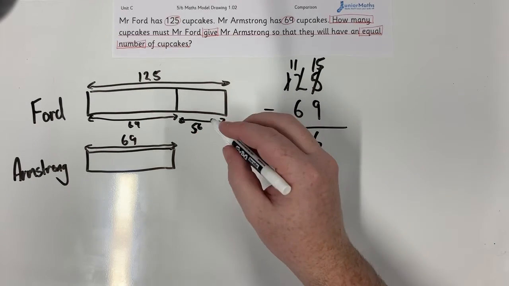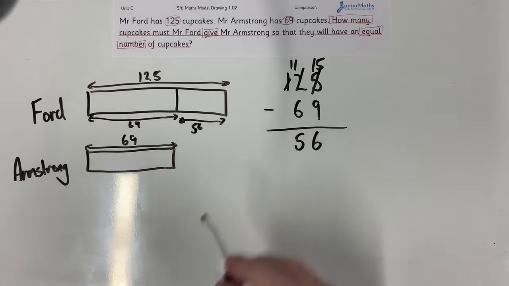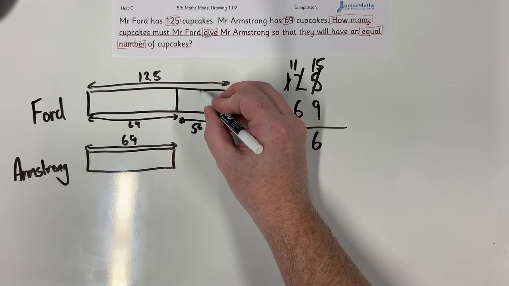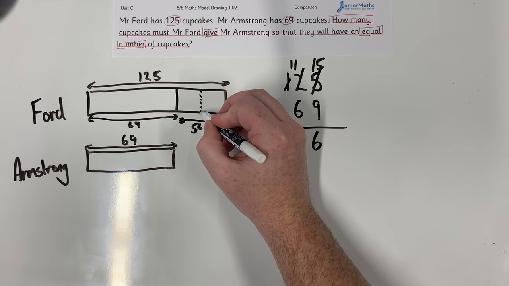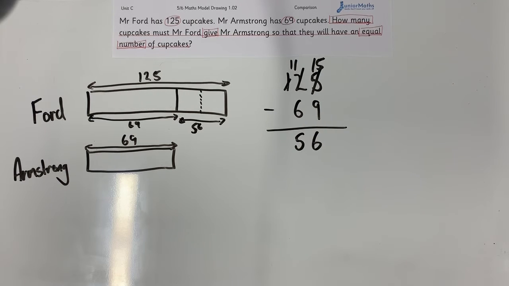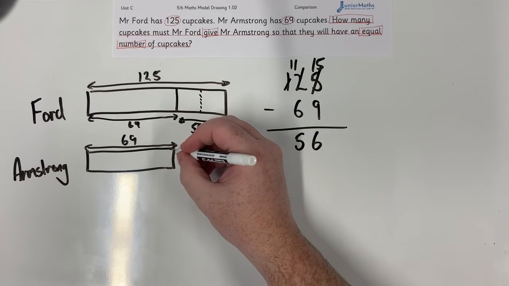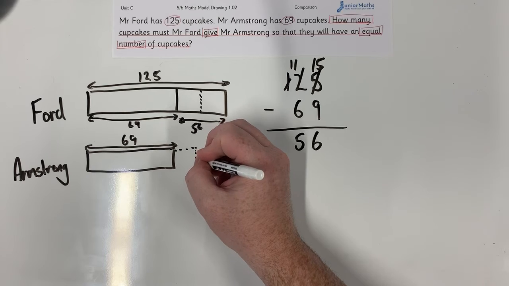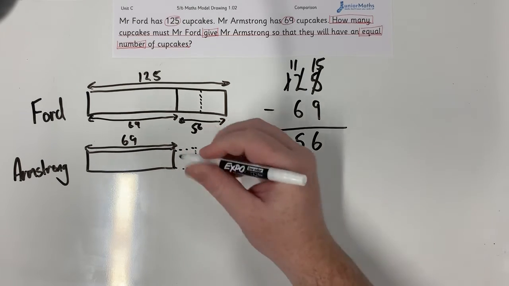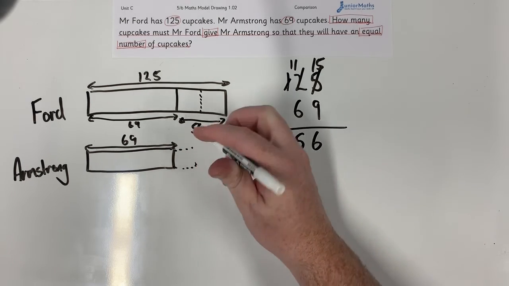So Mr. Ford needs to give some to Mr. Armstrong. He needs to give half of the extra to Mr. Armstrong so that they would then have the same amount.